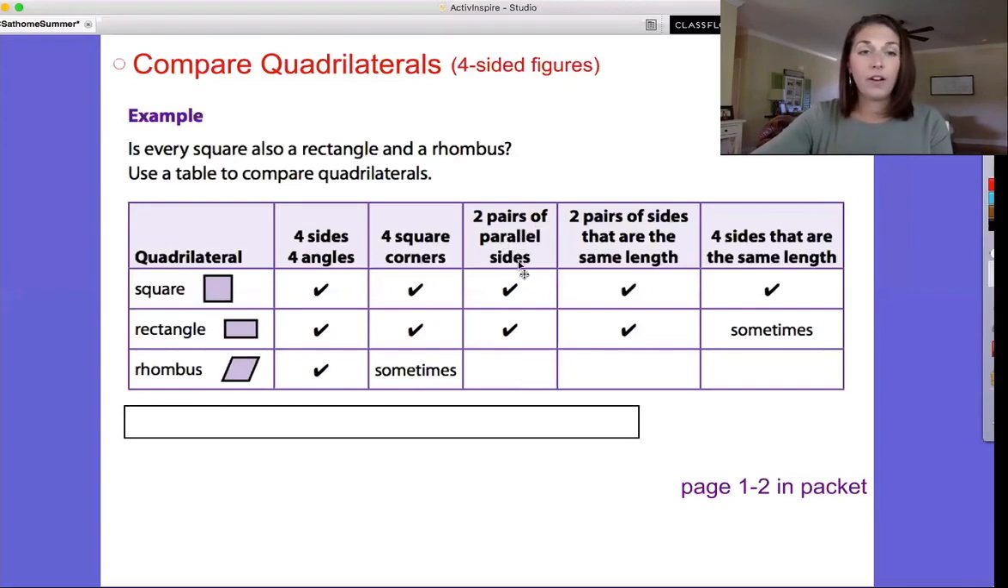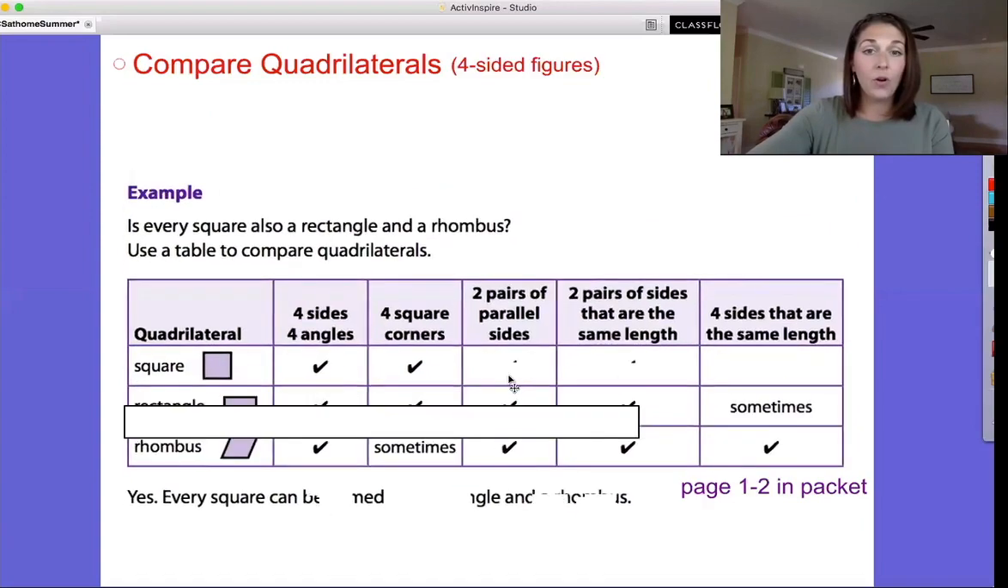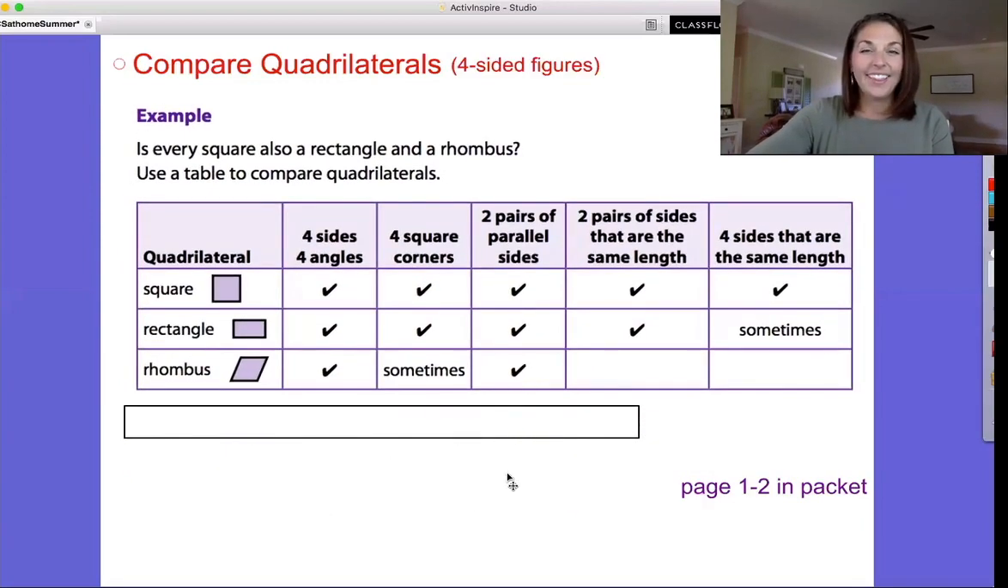2 pairs of parallel sides. I see the top and bottom, that would go on forever in both directions. I also see the left and right side that could go on forever in both directions and never intersect. So yes, I would have those 2 pairs of parallel sides.